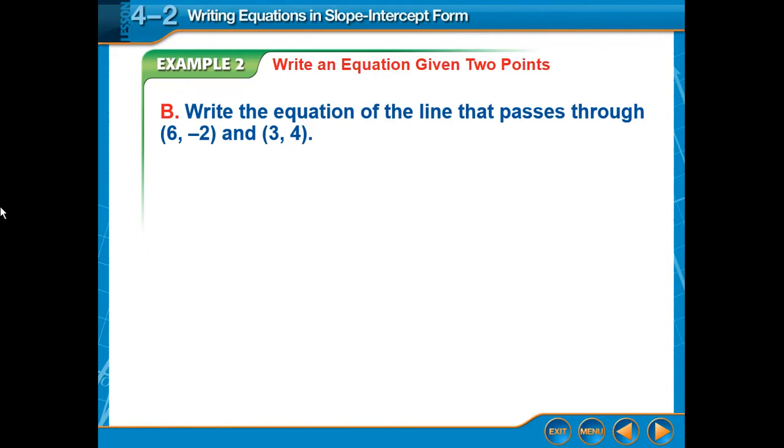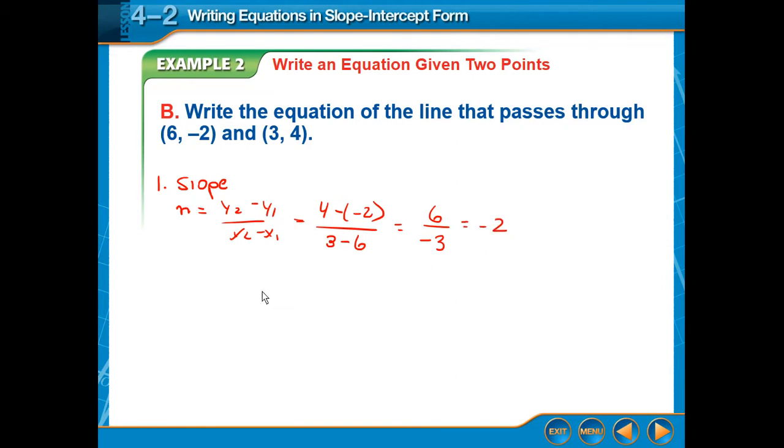Okay, so same thing here. First thing we want to do is find the slope. So to find the slope, I'm doing m equals y2 minus y1 over x2 minus x1. So y2 is 4 minus y1 is -2. x2 is 3 minus x1 is 6. So I get 4 plus 2 is 6. And 3 minus 6 is -3. So I get -2 as my m. Step 2 is to find the y-intercept.